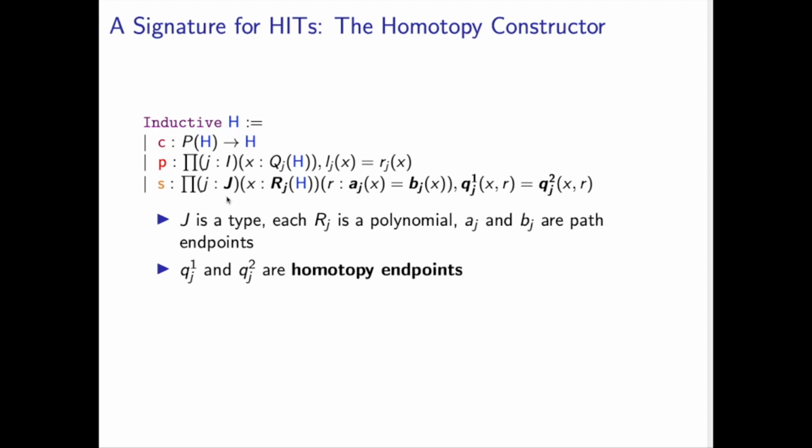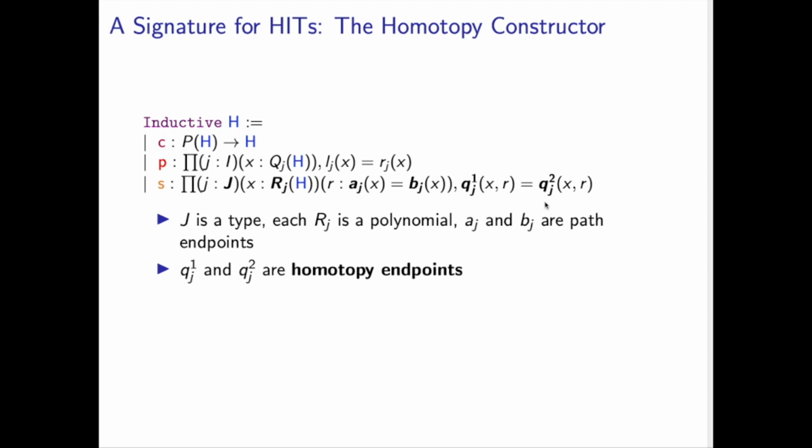For each j in J, we must give a polynomial Rj, which represents the point argument. And furthermore, we also should give Aj and Bj. These specify the left and the right hand side of the path argument, and they are path endpoints. Lastly, we should give homotopy endpoints Qj1 and Qj2.